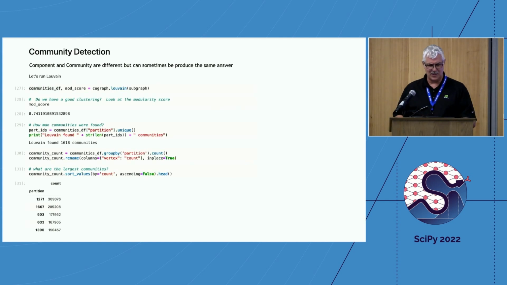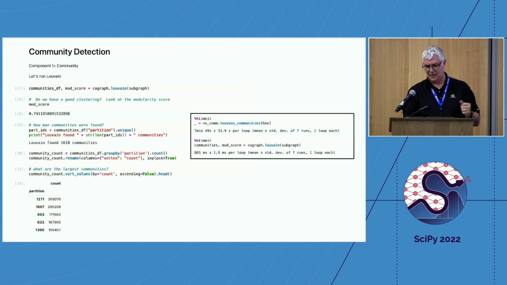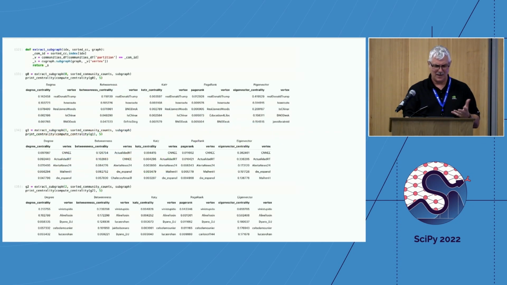And I can see that there's a number of communities in here. The highest one basically has 309,000 vertices in it. Again, comparing against NetworkX, 865 milliseconds versus, well, 7+ minutes. So Louvain is incredibly fast.